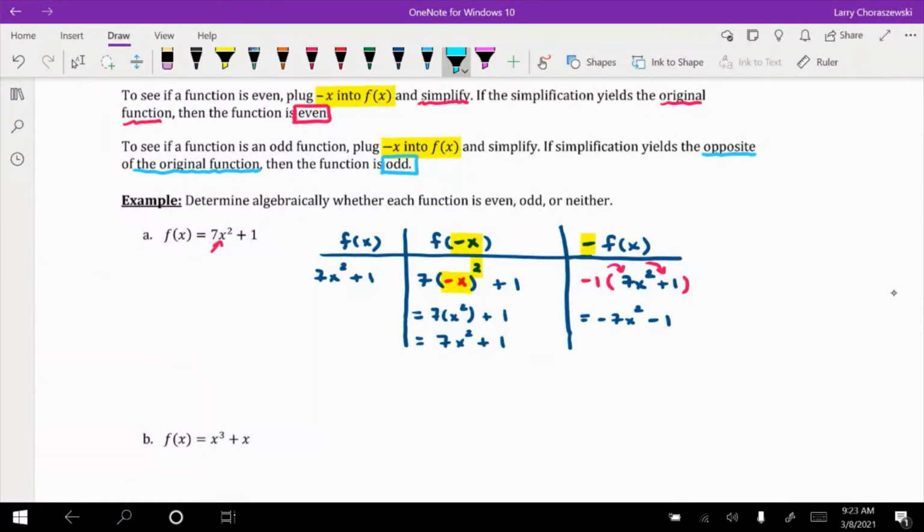Okay, we have 7x squared plus 1, and that matches up with the result from the second column. You guys see that? So because the result of f of x matches with the result of f of negative x, what it means for us is that f of negative x is equal to f of x.